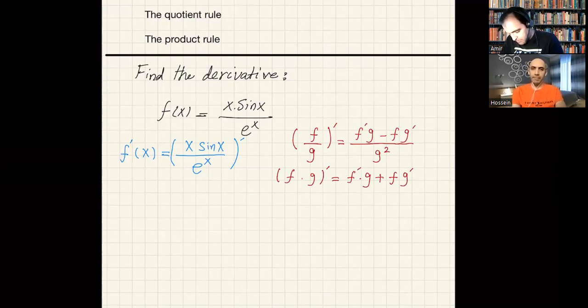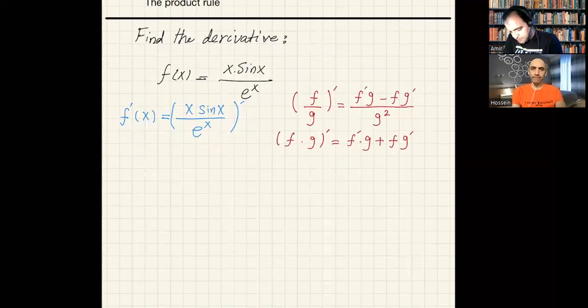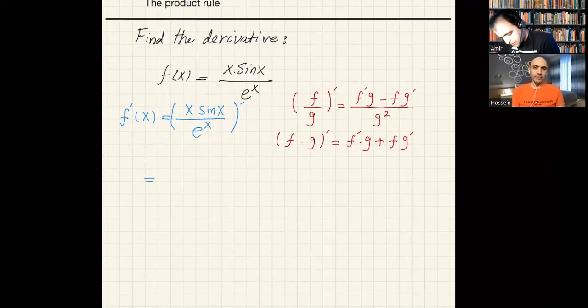So going back to the problem itself, for the numerator we use the product rule here. So the f prime is itself a product rule. So we are going to have the derivative of the numerator times the denominator.